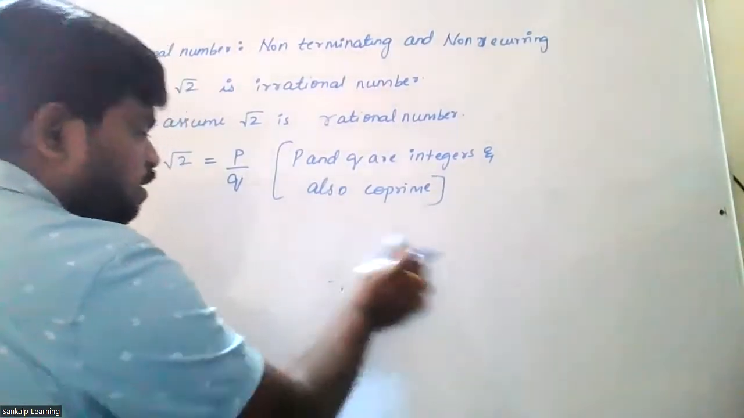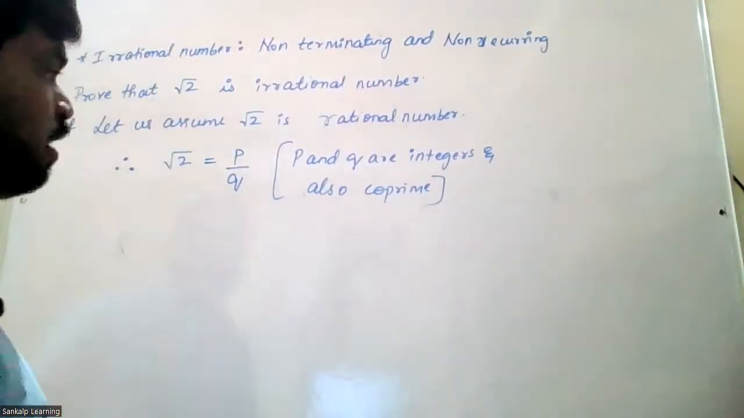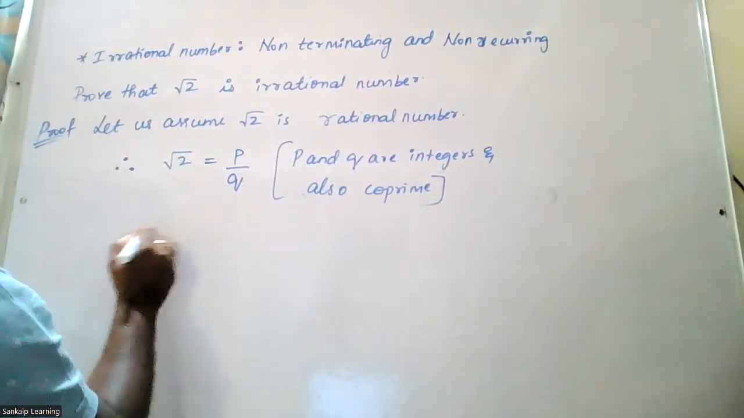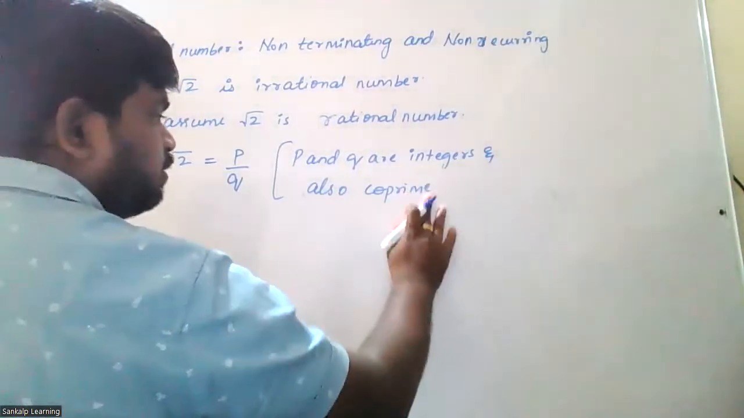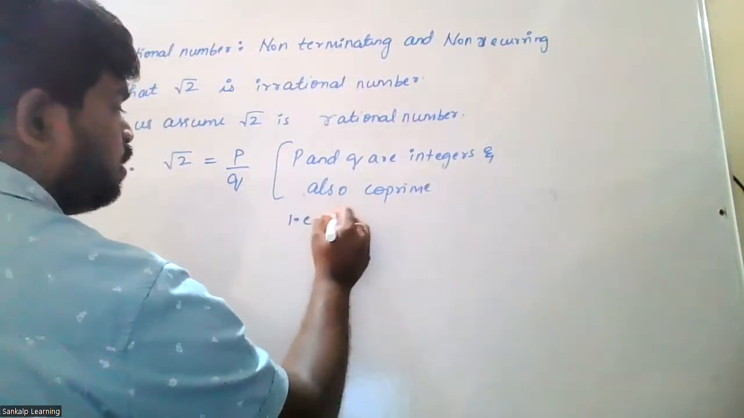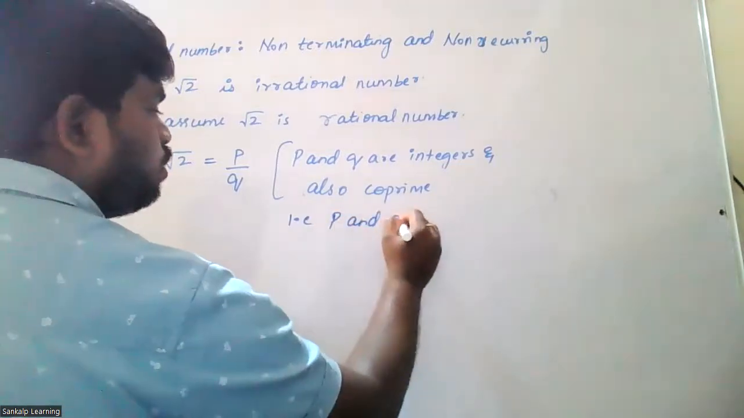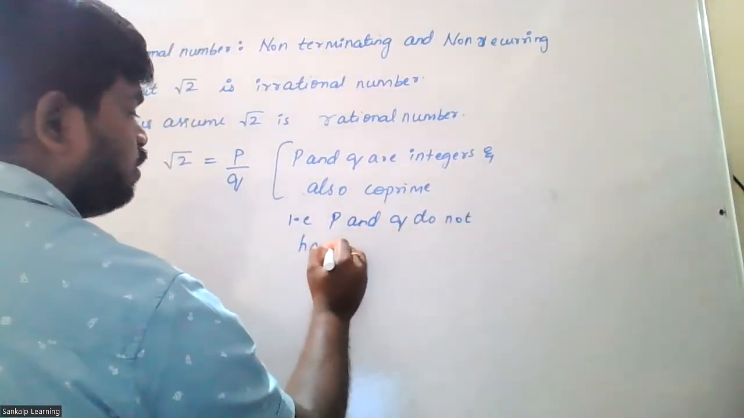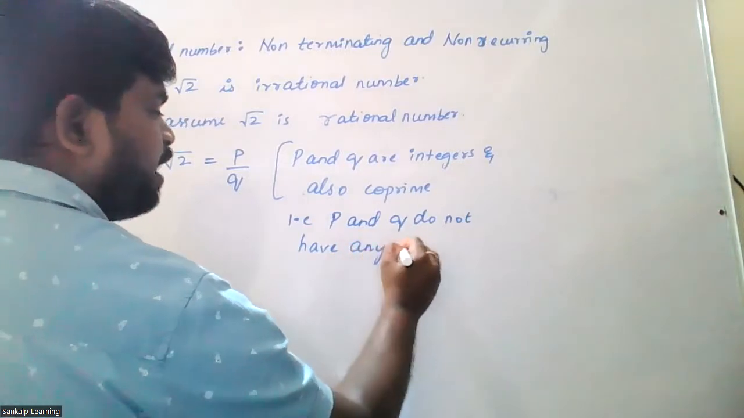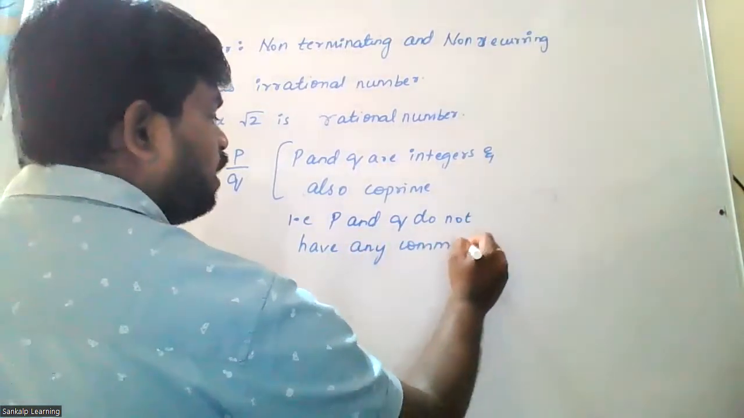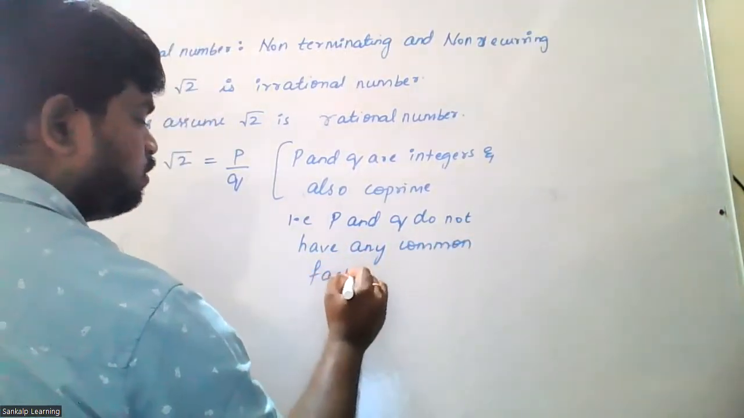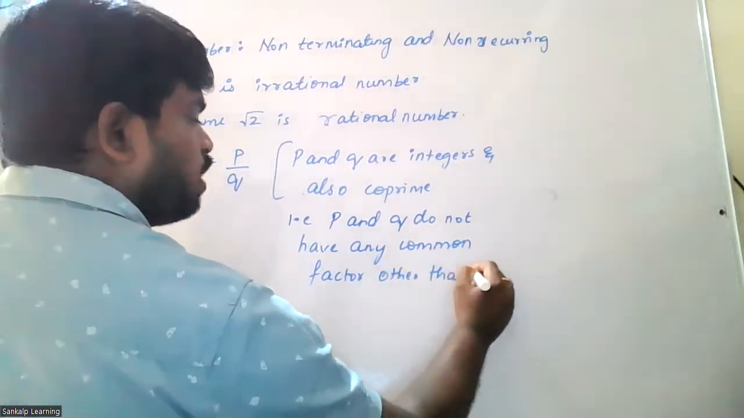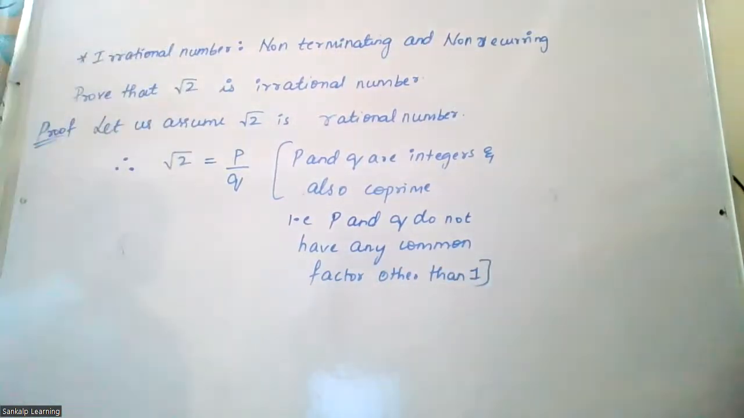Which means here p and q are co-prime. Let me write it in the bracket. That is, p and q do not have any common factor other than 1.